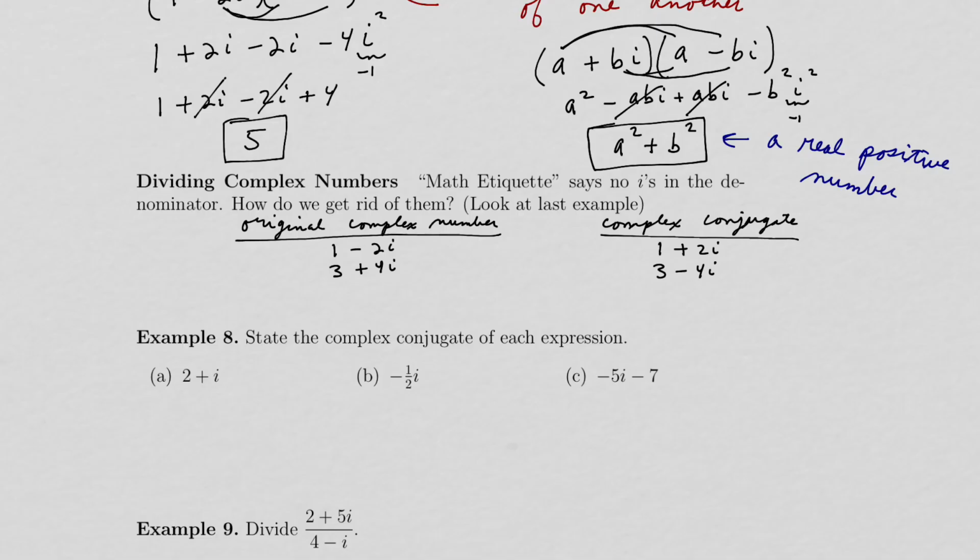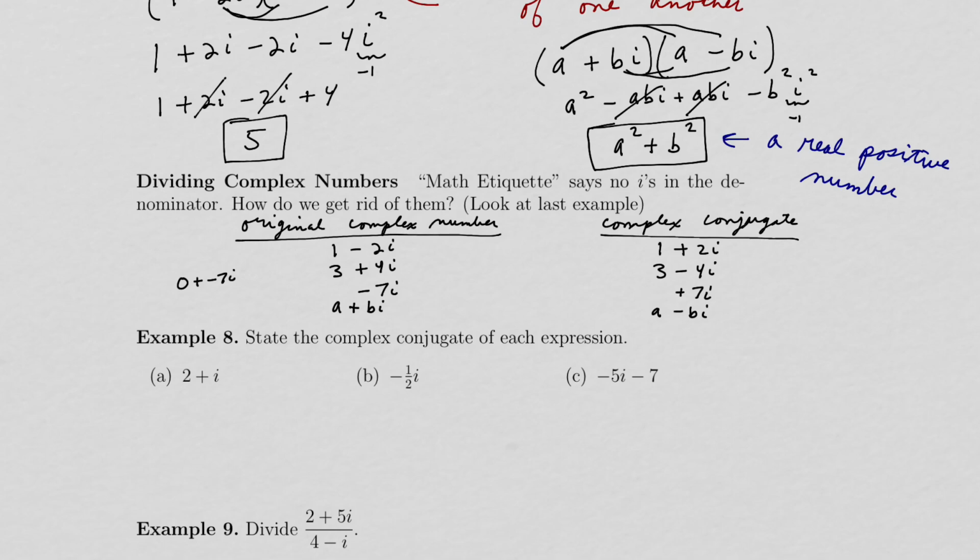What if negative 7i was my original complex number? Remember, this is really the same as 0 plus negative 7i. There's no real part in this case, so the 0 is not going to change anything. And then I need to change the sign on the imaginary part, so it'll be plus 7i. In general, if it were a plus bi, then the conjugate would be a minus bi. And that's the example we did up here, where we multiplied it and we got a real number.